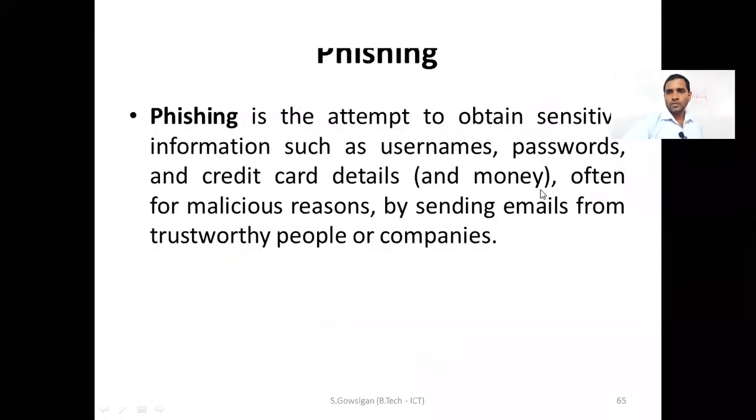Okay, let's check the definition which I gave. Phishing is the attempt to obtain sensitive information such as usernames, passwords, and credit card details, often for malicious reasons, by sending emails from trustworthy people or companies. Remember that, right? Often these mails are sent from trustworthy people like friends and popular companies. If mail comes from them, then only people trust. To get the trust, they do this trick. So this is called phishing.